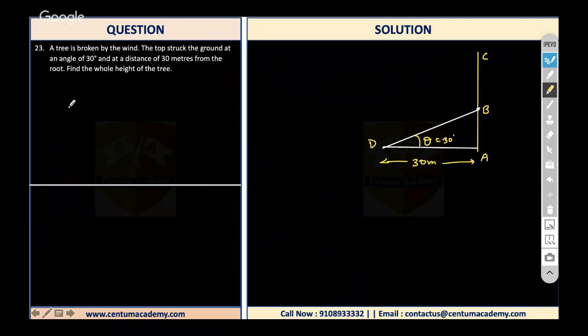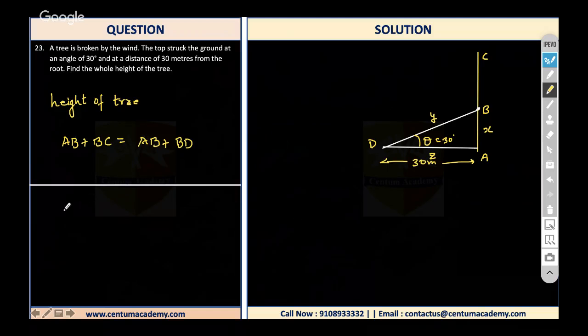So the whole height of the tree is nothing but AB plus BC, which is equal to AB plus BD. Why? Because the same portion has now touched the ground. So AB plus BD. Now you have to find this X and this Y. And let's say this is Z. You mention all this. So hence, what can you say?